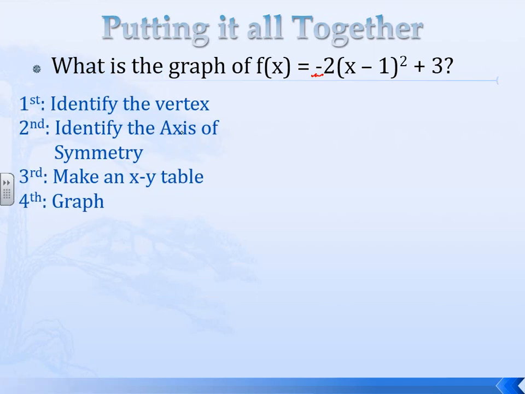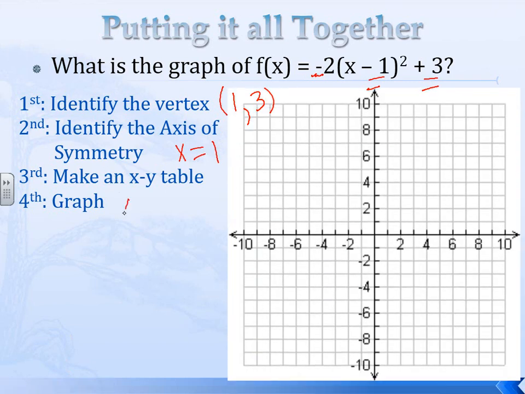Let's start first with identifying our vertex. So we use the opposite of the number inside and the number outside as is, making our vertex 1, 3. Then our axis of symmetry is going to be x equals 1 to match our vertex. Now let's make a table. So we're going to make our XY table. In the center, we're going to put our vertex 1, 3.